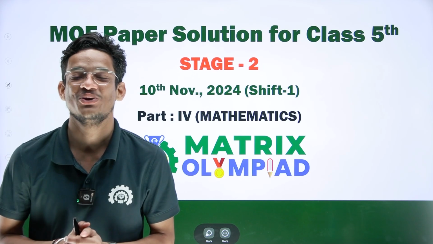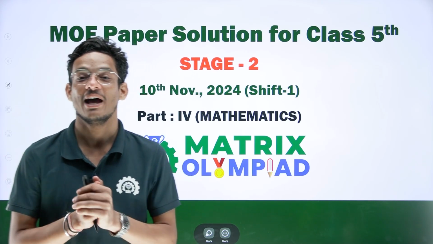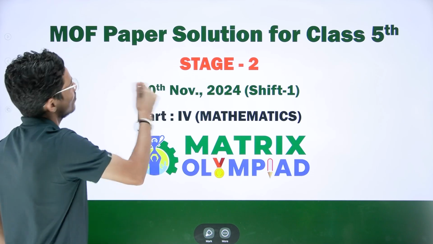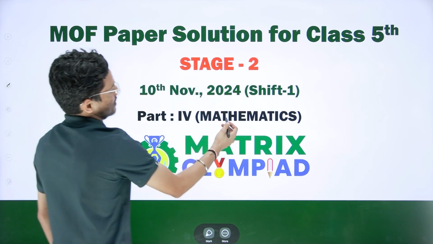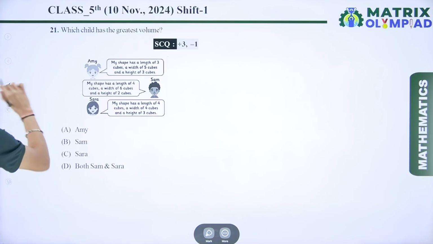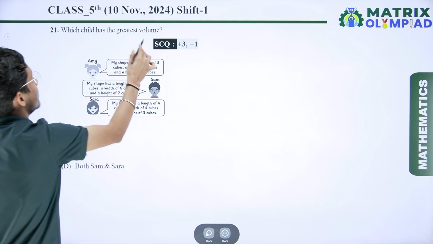Thank you. Hello students, welcome to the 2024th edition of Matrix Olympiad. So today I am here to discuss the MOF paper solution for class 5th stage 2 for the math subject. So let's start. Here we have question number 21, that is, which child has the greatest volume?